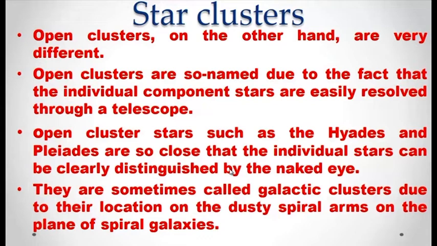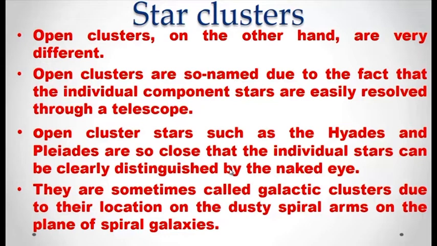They are sometimes called galactic clusters. The reason for the name galactic cluster is their location on the dusty spiral arms on the plane of spiral galaxies. We know a collection of stars constitutes galaxies, and a collection of galaxies makes up this universe.